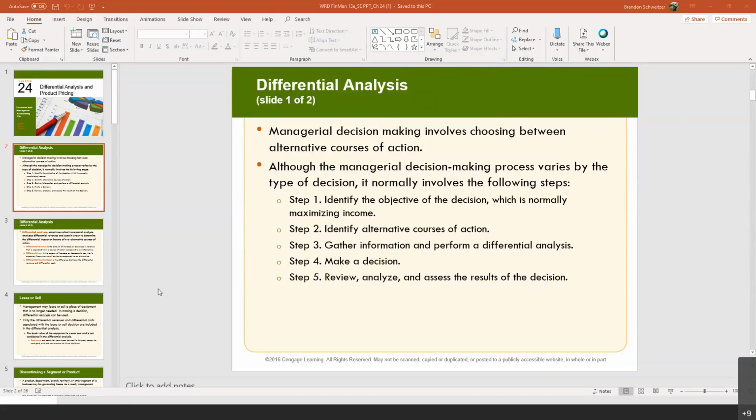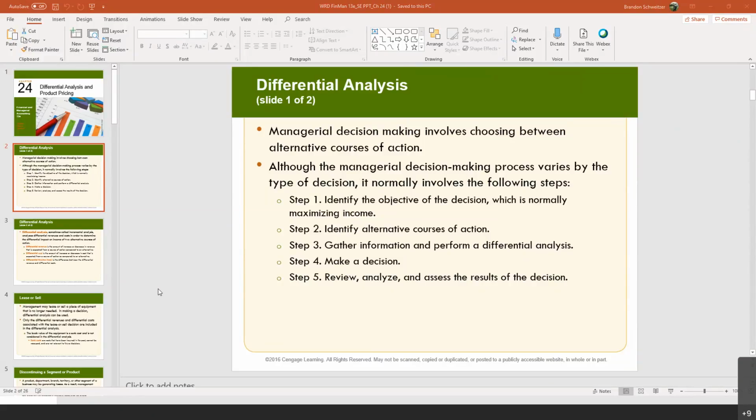There's a couple of steps that a manager must follow in the selection process of these options. Although a managerial decision process varies by the type of decision, it normally involves the following steps. First, you have to identify the objective of the decision. So why are we making this decision? Is it based off of maximizing our potential income? Is it based off of saving cost? What is the objective of the decision? The second thing we must do is identify alternative courses of action. So in the Tesla example, do we make car A or car Z? Those are the alternative courses.